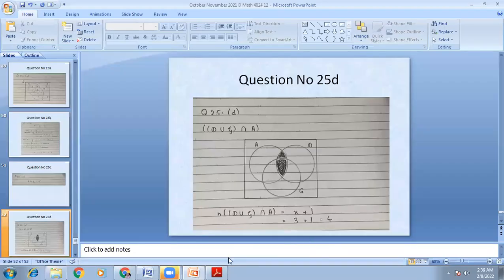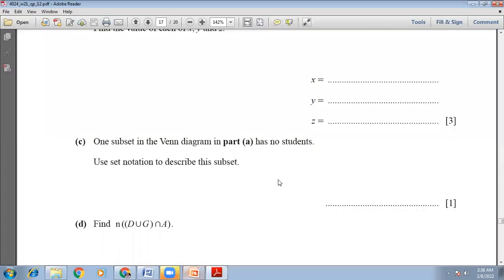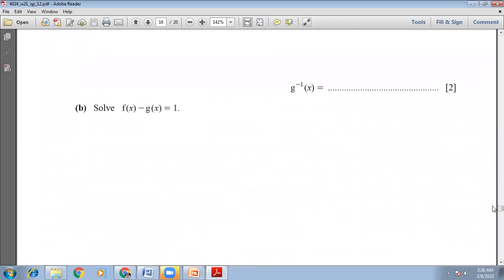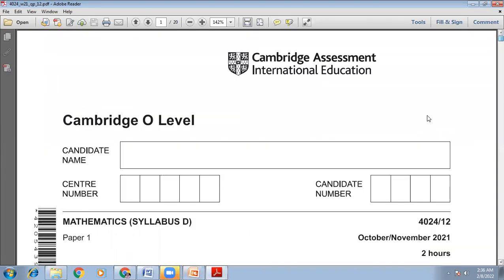So, my dear students, we are done with this paper. Today we have done the October-November 2021 paper, its 1-2 paper. This paper 1 belongs to zone 2. I hope that I have been of some help to you.